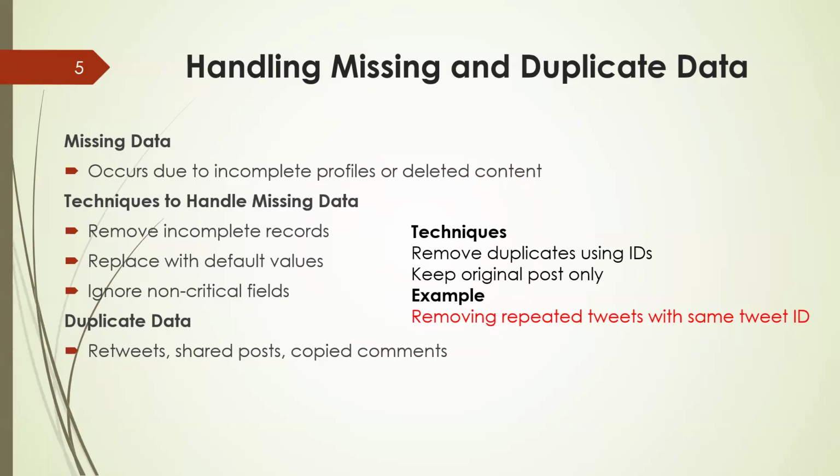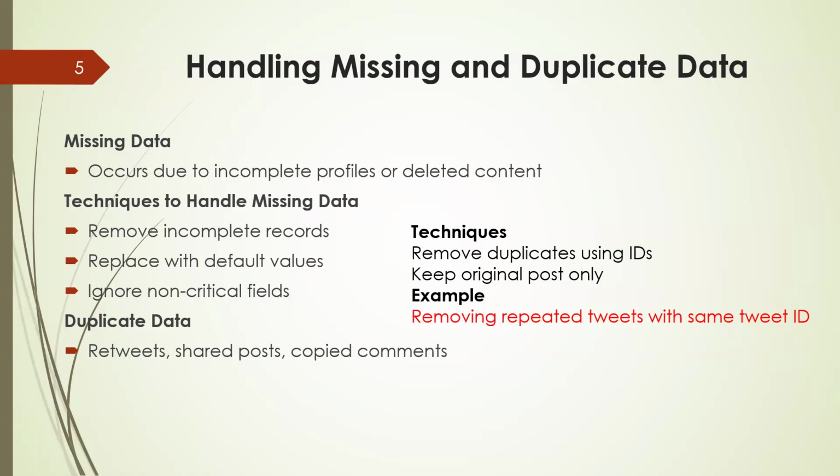Duplicate data: retweets, shared posts, copied comments. A retweet means the same tweet is repeated multiple times, so I can ignore it. Or a shared post: the same post is shared by multiple people and the content is similar, so we can remove it. Or copied comments: someone puts in a comment, and the same comment is repeated by multiple people. So remove duplicates using IDs.